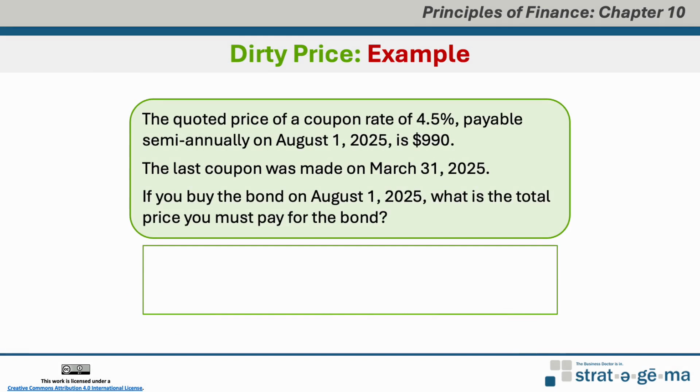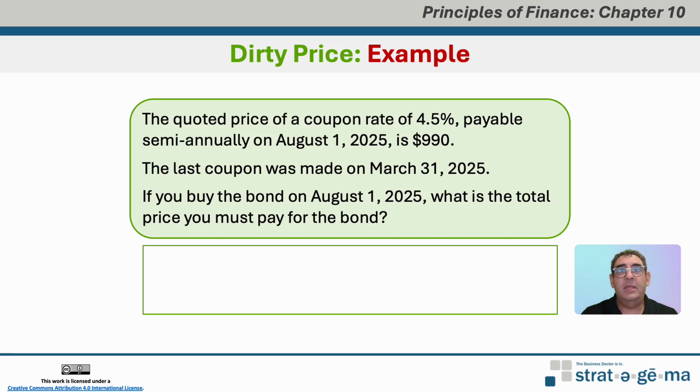So let's look at a dirty price valuation example. So let's say on August 1st, 2025, the quoted price of a 4.5% coupon bond payable semi-annually is $990. You can tell that even though the face value isn't mentioned, we're talking about a $1,000 bond here. The last coupon payment was made on March 31st, 2025. So if you buy that bond on August 1st, what's the total price you have to pay for the bond?